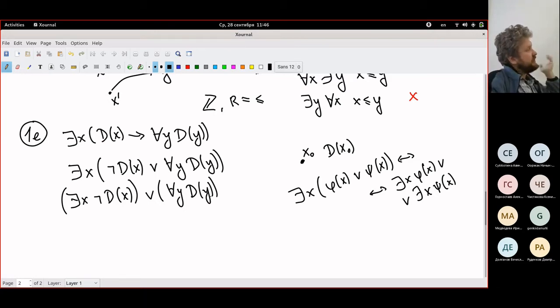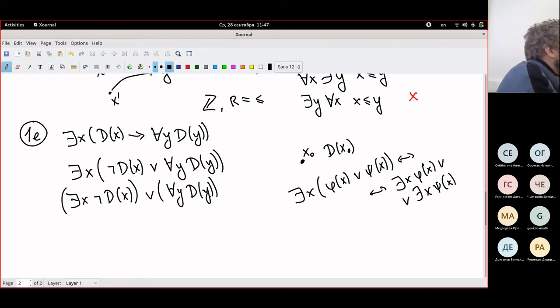Here you have a disjunction. And the second half of the disjunction does not depend on x, right? For all y, d of y. Then you can take it away from the quantifier. We have the first line, where we replaced implication with negation and disjunction. The second disjunct, for all y, d of y, does not depend on x, and we can take it away from the quantifier. Why not the first one? Because the first one depends on x. It's under the quantifier. You cannot remove it.